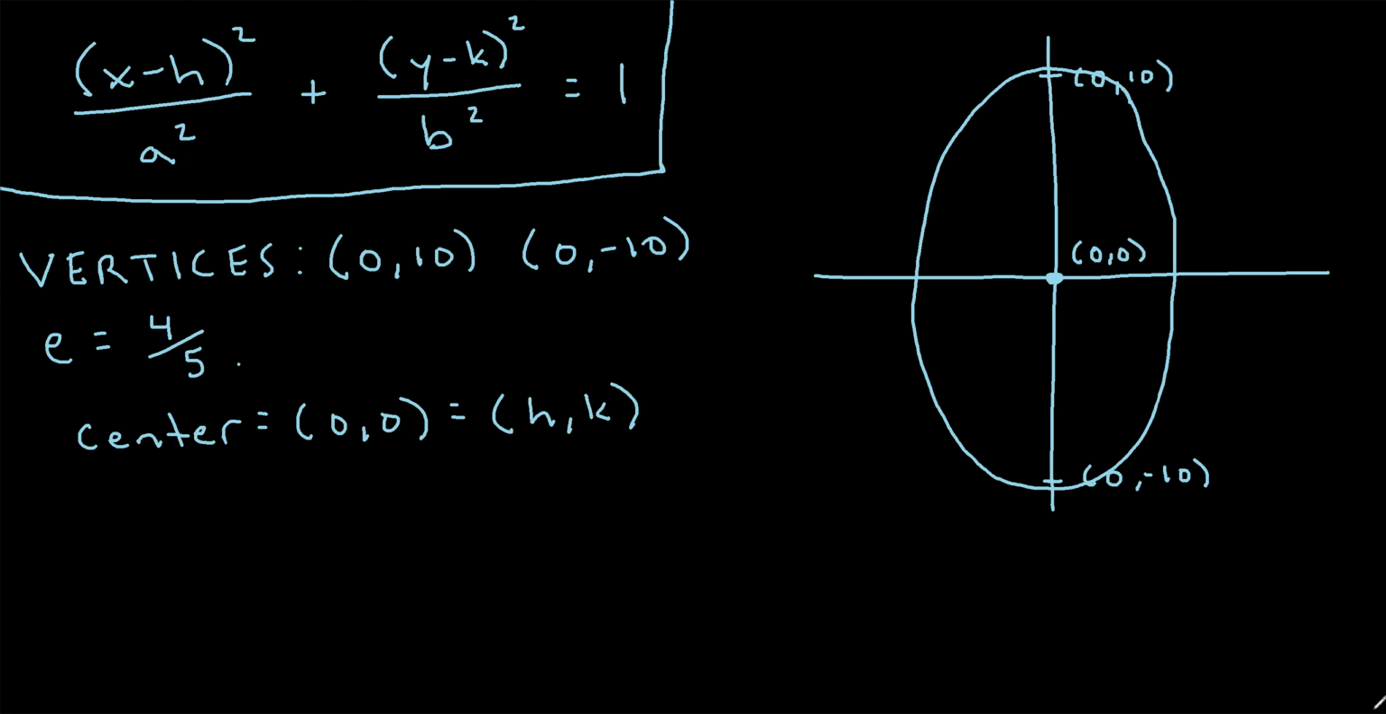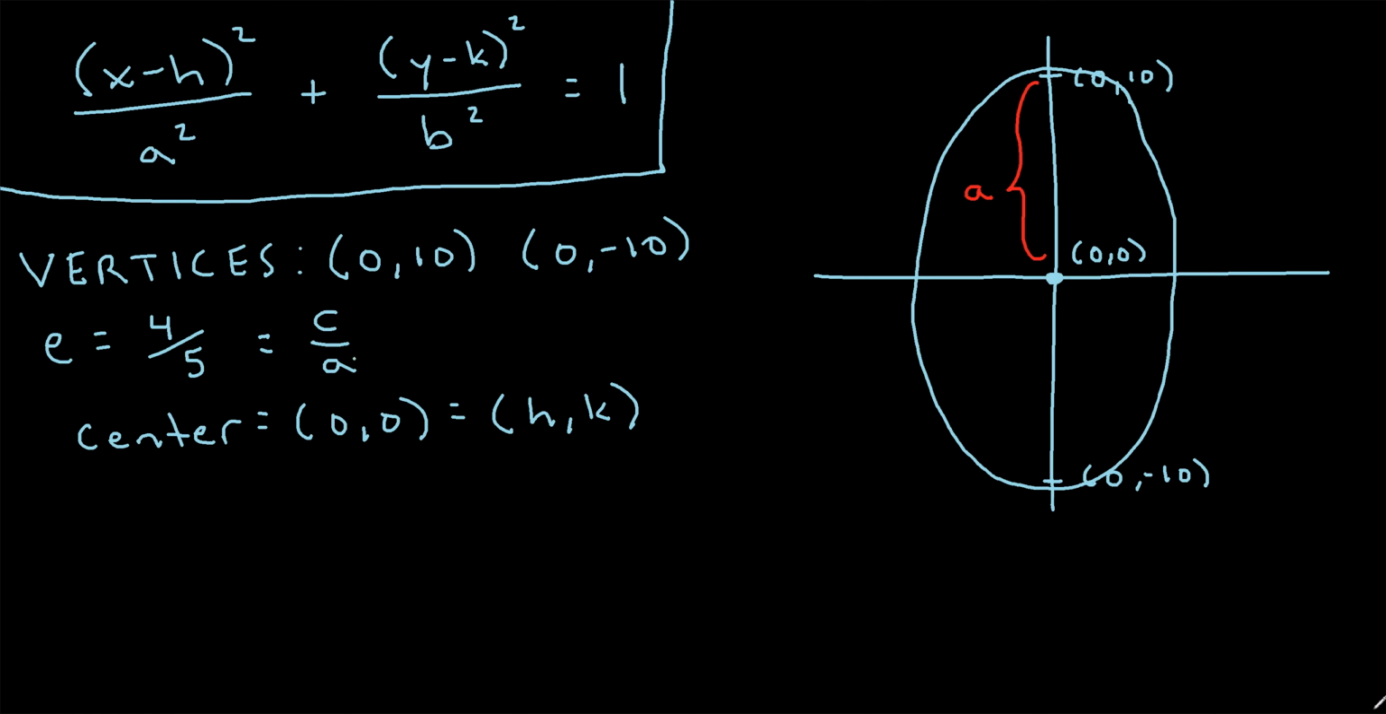So next we need to identify what a squared is and what b squared is. Well, we can use the eccentricity to figure this out. The eccentricity is defined as the ratio of c divided by a. So a is the length between the center of the ellipse and the vertex. So this is a. We can see that the distance to go from the center all the way to the vertex is equal to 10. So a is equal to 10.